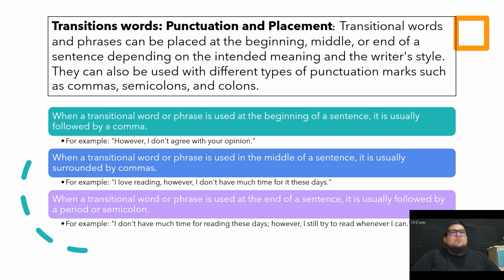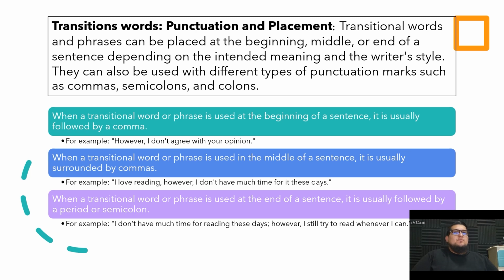When a transitional word or phrase is used at the beginning of a sentence, it is usually followed by a comma. For example, however, I don't agree with your opinion. When a transitional word or phrase is used in the middle of a sentence, it is usually surrounded by commas. For example, I love reading. However, I don't have much time for it these days.